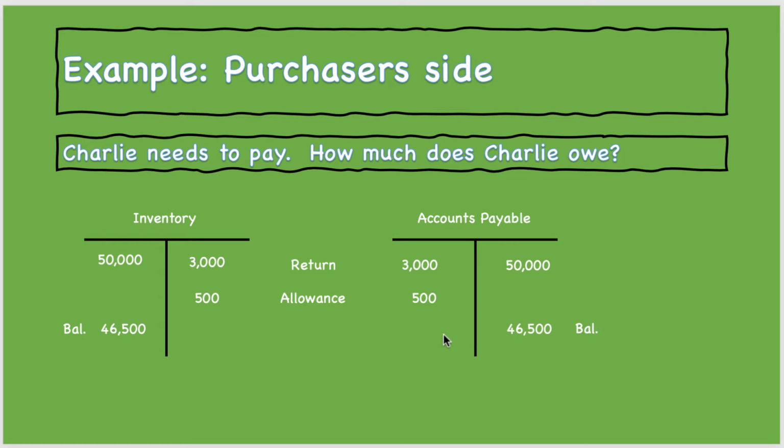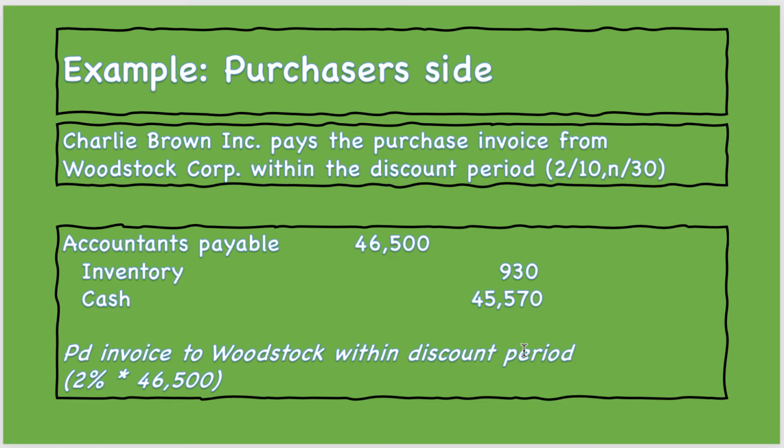If we get it off the books for anything less, guess what? Our accounts payable is still going to show that we owe Woodstock that discount. So we always debit the accounts payable for the amount that is on our books. Okay? That's number one. So we got rid of our accounts payable. We now do not owe Woodstock $46,500. Right? We got a discount, 2% of the amount that we owe them.